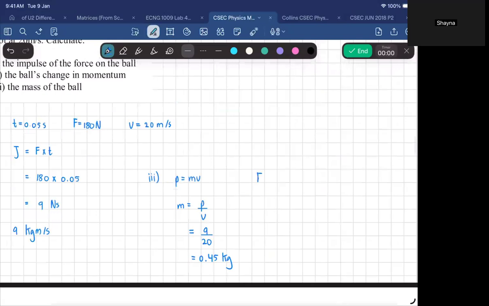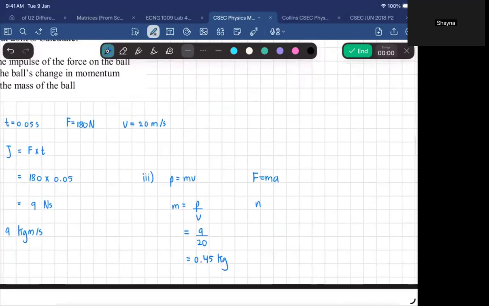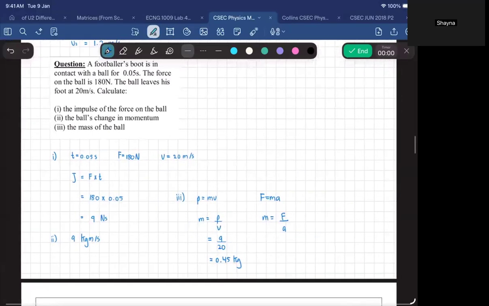Let's try using F is equal to ma. Let's see what's going to happen. m is equal to F over a. But the problem might be that we don't have acceleration. Yes, so we can't use that formula.